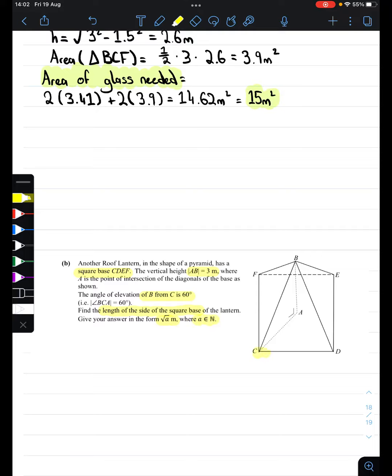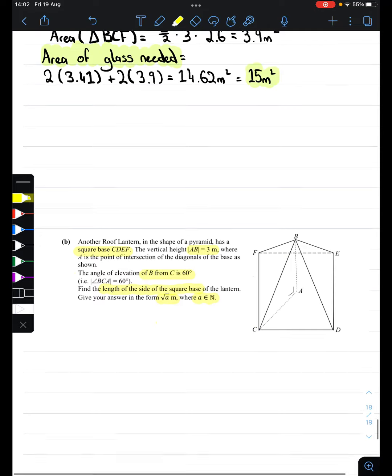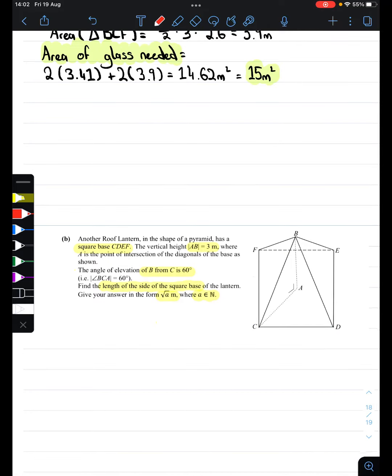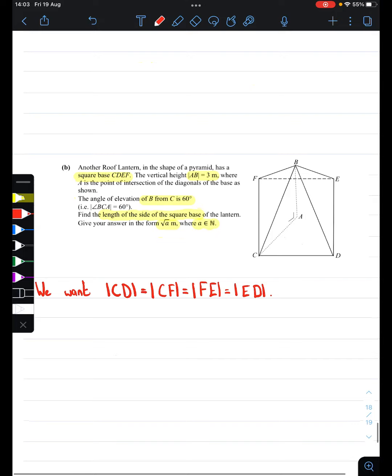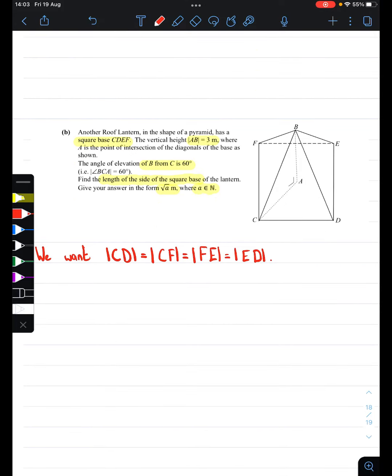So they're looking for this length CD, which is the same as FC, which is the same as DE, which is the same as EF. Okay, so we want the length of CD, which is the length of CF, which is the length of FE, which is the length of ED. Just any of these will do. It doesn't really make a difference which one we find. They're all equal since it's a square. So what information have they given us?